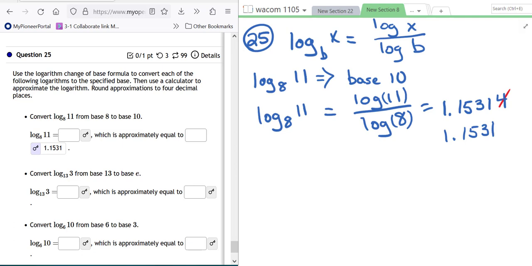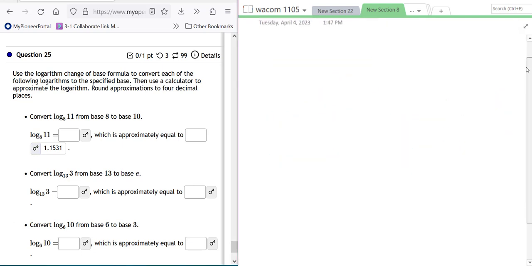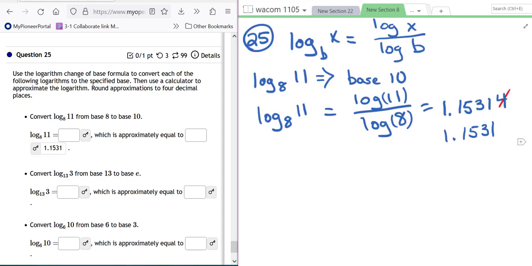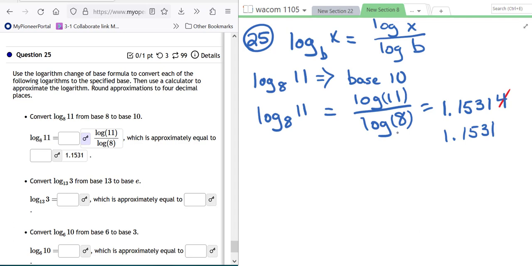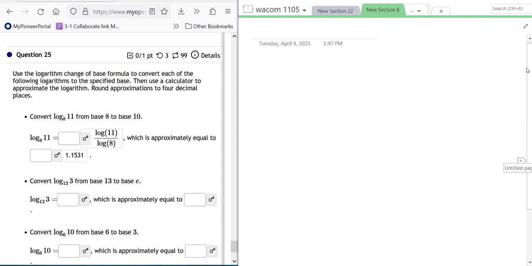All right, and that first one would be log 11 over log 8, the first answer in there? Yes. Yes, they want you to actually show that. Okay, yeah, I did it, but it was a couple days ago and my brain doesn't. Okay. You're doing pretty good.